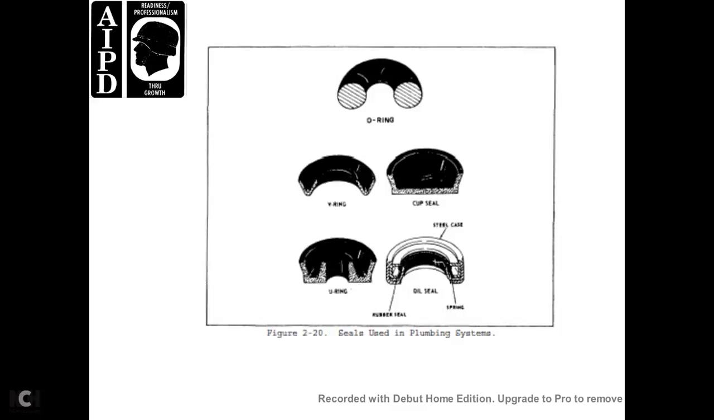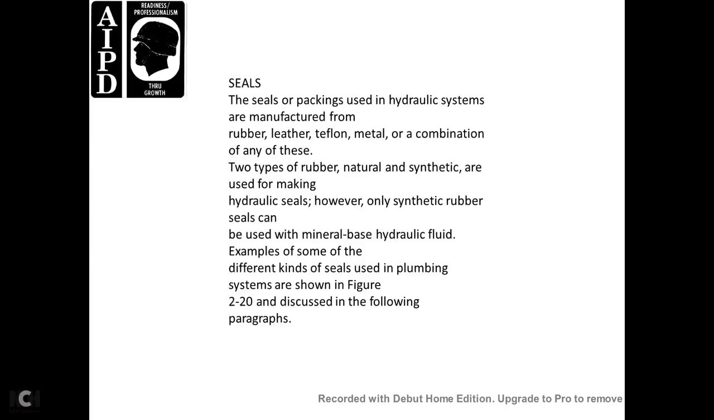Figure 20 shows the seals used in plumbing systems: O-rings, V-ring, cup seals, U-ring, and oil seal, with the seal case, rubber seal, and spring. Seals. These seals packing the hydraulic system are manufactured from rubber, leather, Teflon, metal, or a combination. Two types of rubber, natural and synthetic, are used for making hydraulic seals. However, one synthetic rubber seal can be used with a mineral-based hydraulic fluid.